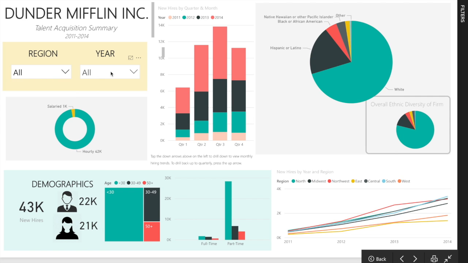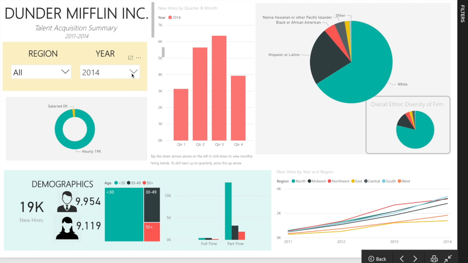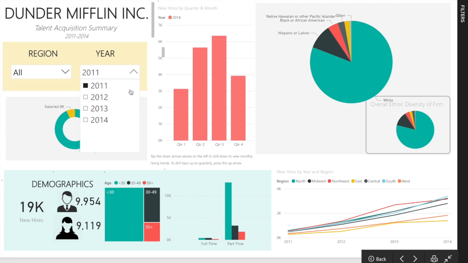The data can also be split by year. As per the data, we have information on new hires for multiple years, which is reflected in this dropdown and in the title. We can view yearly new hire metrics from 2011 to 2014 or view comprehensive insights.